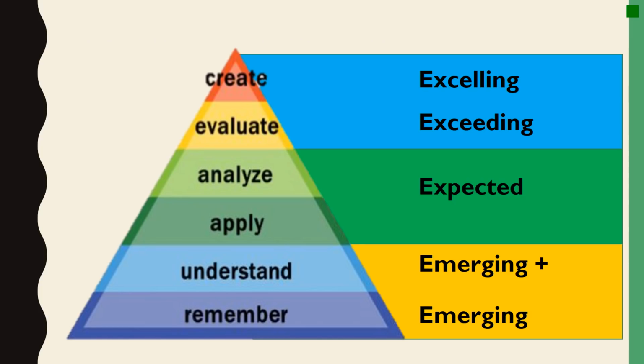So how do we decide whether a child is emerging, expected, or exceeding? I want to look here to the Bloom's taxonomy and use his labels as a way of assessing the children. So if a child is able to remember or recall information from a lesson, they're emerging. If they're able to understand it and describe, they're emerging plus. When they're able to apply and analyze, that's when they move into expected. When they can evaluate their learning, that's exceeding. And when they can create something authentic with it, that then moves them into excelling.